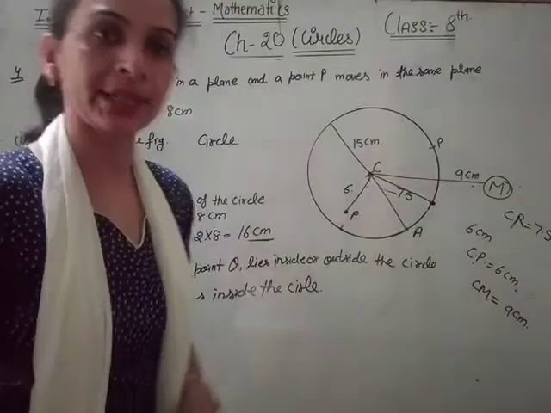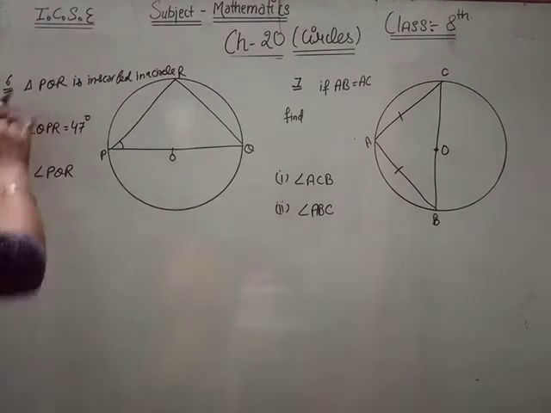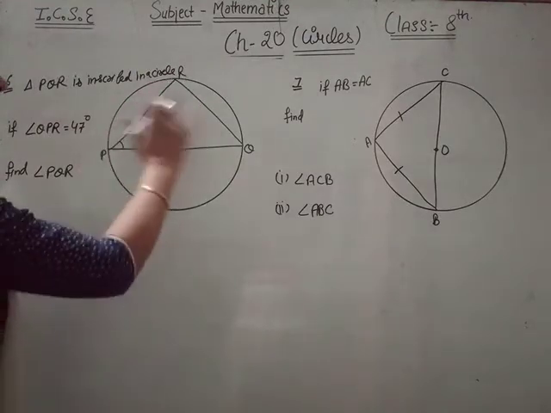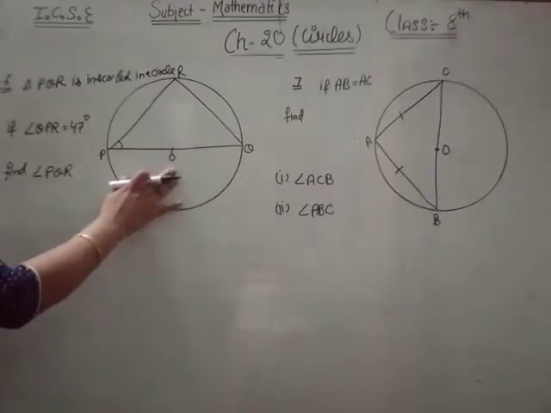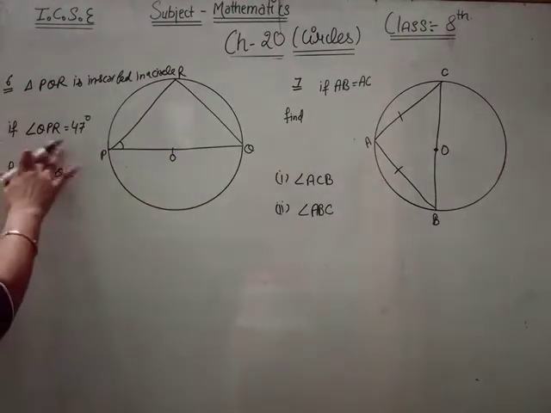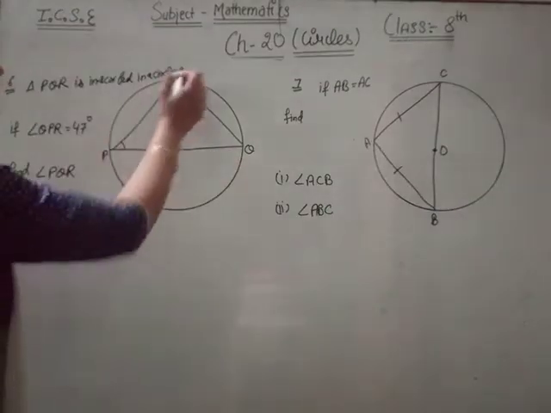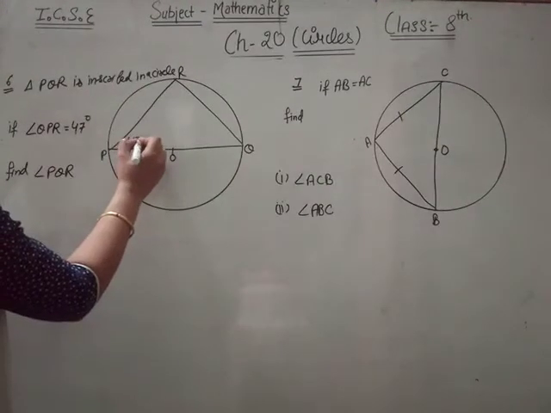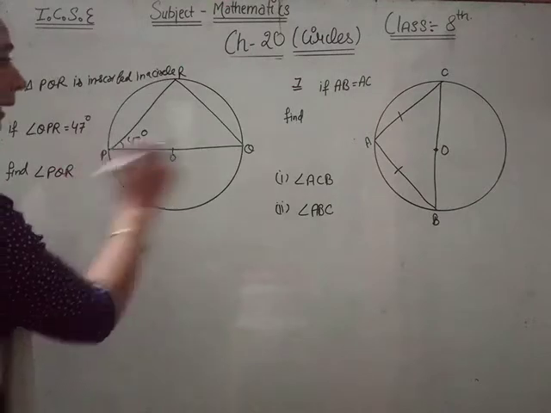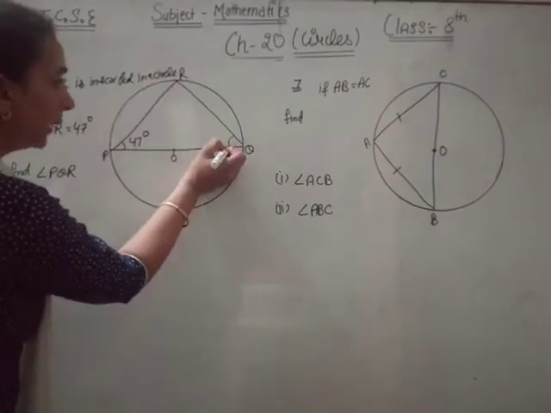Next I will take the next question, question number 6. Student, this is a circle and a triangle PQR inscribed in a circle, that is, inside a circle. If angle QPR, that is this angle, is equal to 47 degrees, find the angle PQR. We find out this angle.